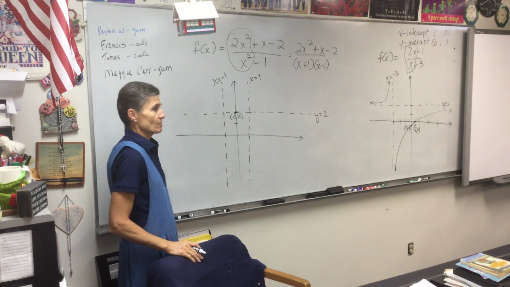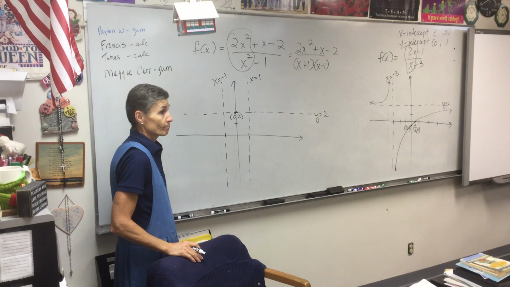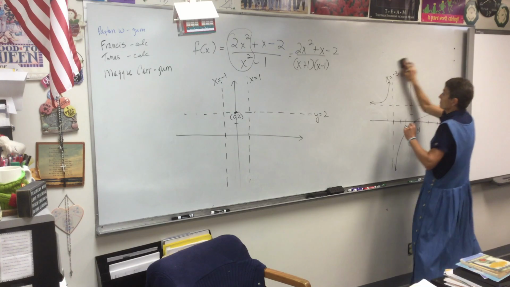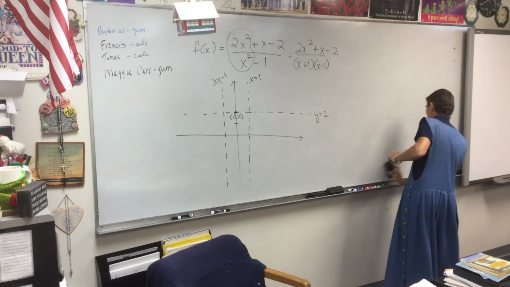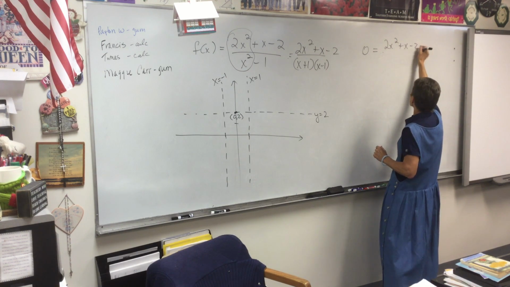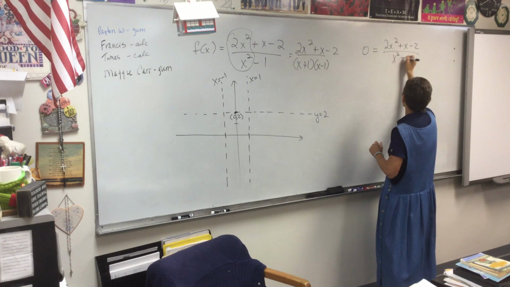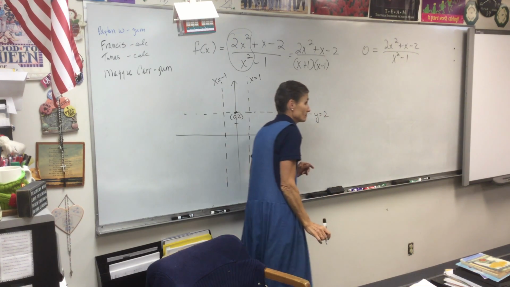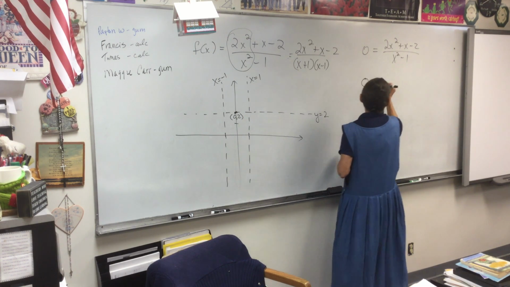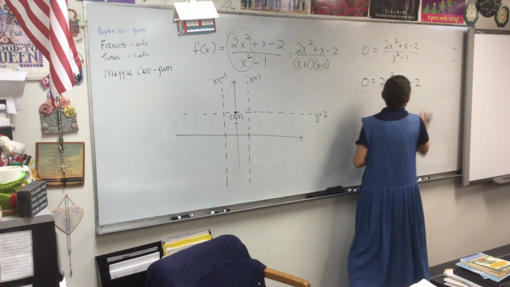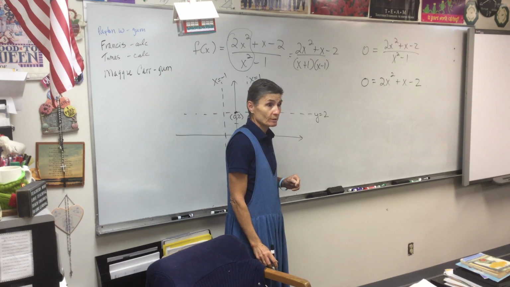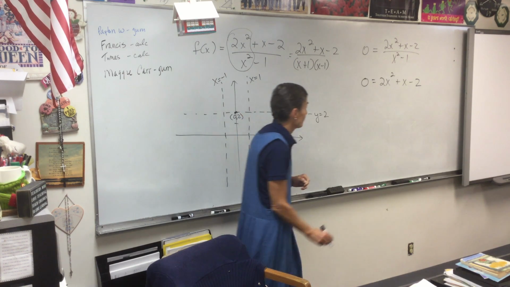All right, now what about the X-intercepts? Plug 0 in for Y, so that's going to take a little room over here. Now I have to solve the equation 0 equals 2x squared plus x minus 2 over x squared minus 1. So I'll multiply by my denominator, but since that's 0, it just stays. We already tried to factor that, didn't we? And it didn't work. So we're going to have to use the quadratic formula.